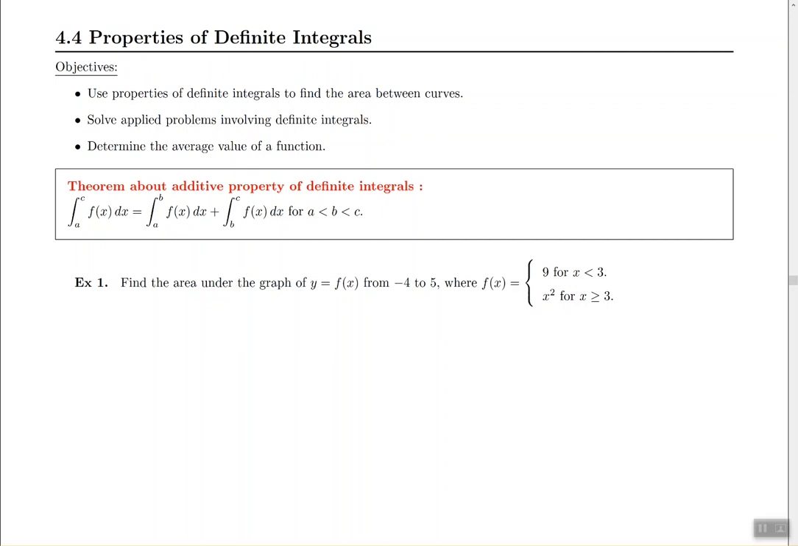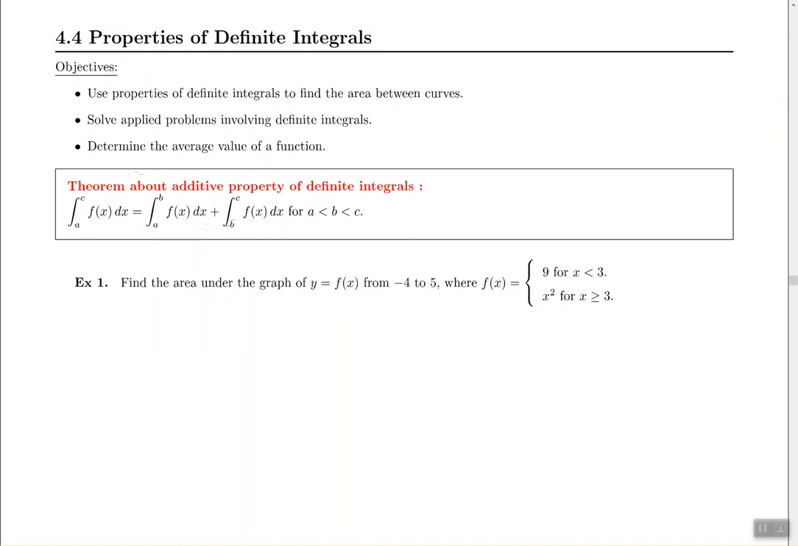In section 5.4, we will describe a new theorem about the additive property of definite integrals. This property basically says that if you want to find the area underneath a curve going from one point to another point called C, then you can do that job in parts. You can find the area from A to B first, then find the area from B to C next, and then add them up together.